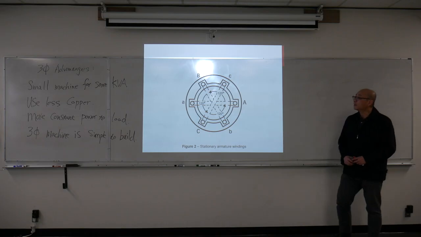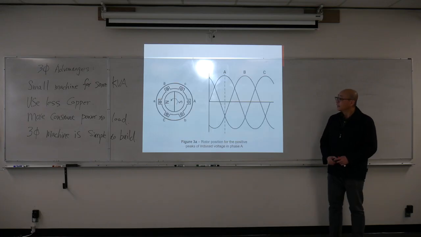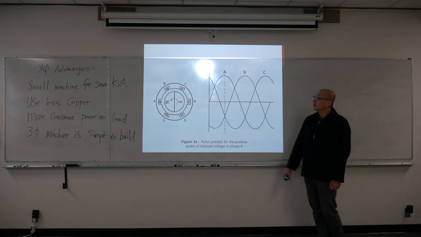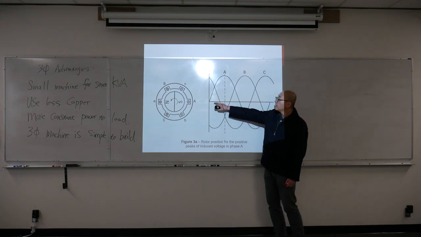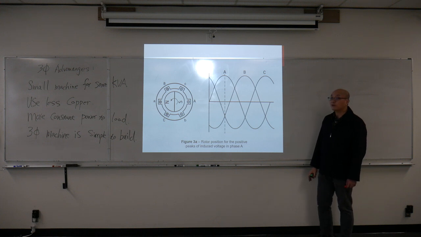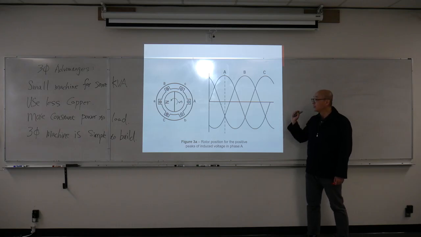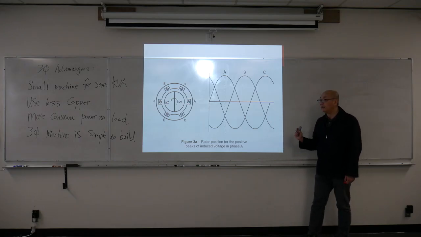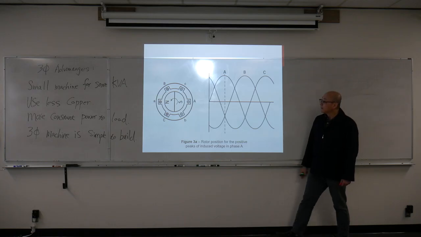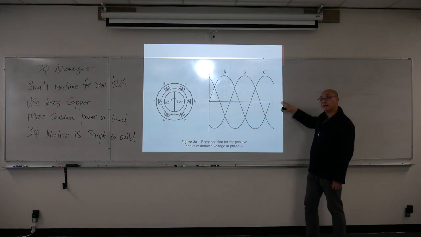So this picture shows all three sets of winding set 120 degrees apart in this machine. And when this magnetic field is rotating inside this machine, we generate three sine waves at the same time. Each sine wave reaches the minimum value, the peak value, and the negative maximum value at a different place. The horizontal axis is the time, the vertical axis is the amplitude.